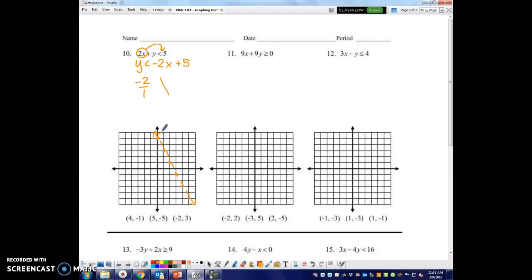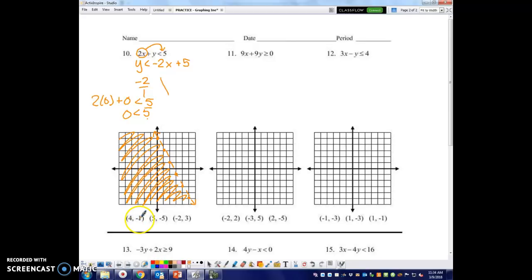Okay, now we need to figure out which side to shade. I like to go back to the original equation, just in case I messed up somewhere here. So we're going to take the point 0, 0. So it'd be 2 times 0 plus 0 is less than 5, which is just going to end up being 0 is less than 5. Which one does it say is bigger? It says the 5 is bigger. Is that true? Yes, it is. So we can shade the side with 0, 0. That just told us that 0, 0 does work, so we can shade that side.